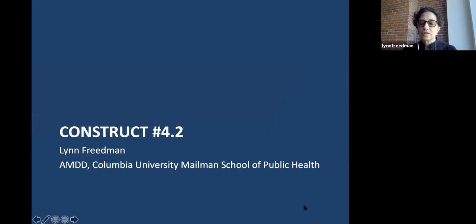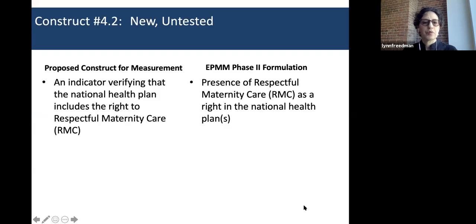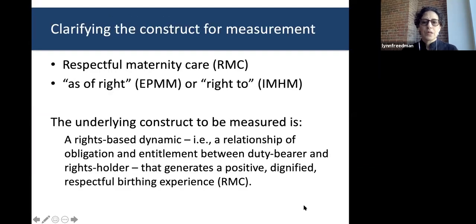So I've been asked to look at construct 4.2, which is a new proposed indicator. The indicator is to verify that the National Health Plan includes the right to respectful maternity care, or RMC. In the EPMM phase 2, this was formulated as respectful maternity care as a right in the National Health Plan.